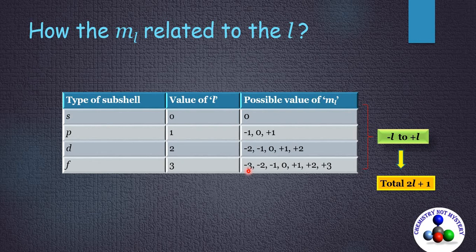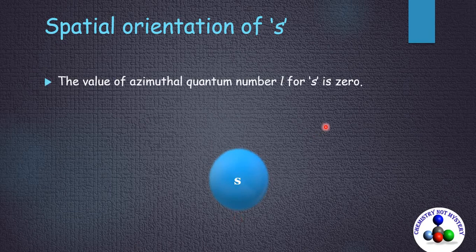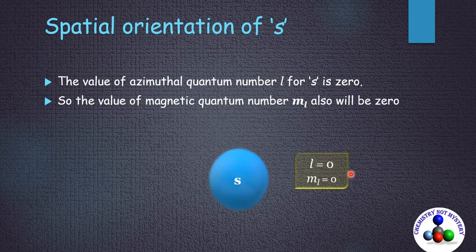But why do we get different values of m sub l? The magnetic quantum number defines the orientation of the orbital in space. Let's see how these orbitals are arranged in space. The s orbital is spherical. The value of the azimuthal quantum number for s is 0, so the value of the magnetic orbital quantum number will also be 0.